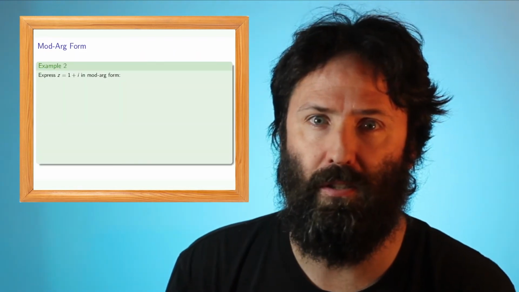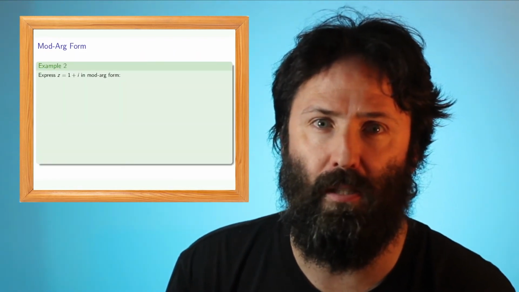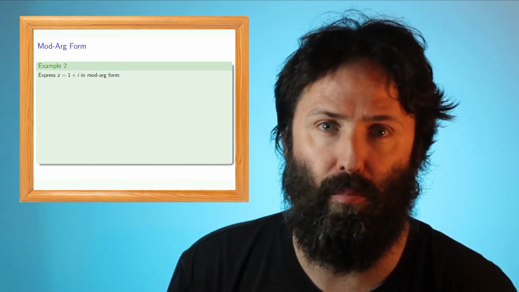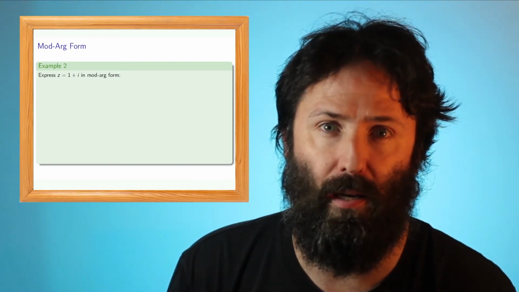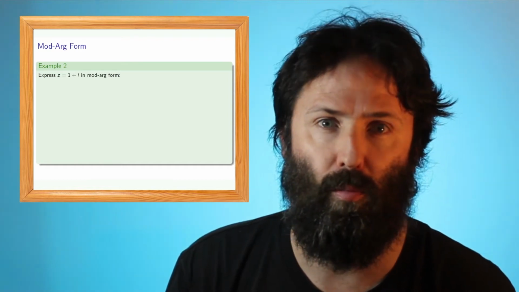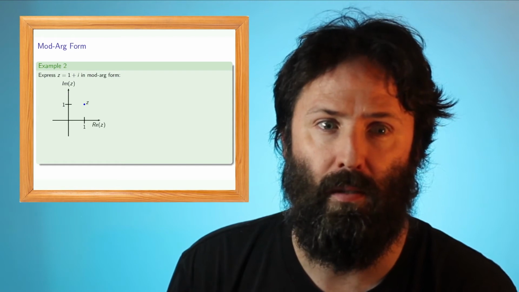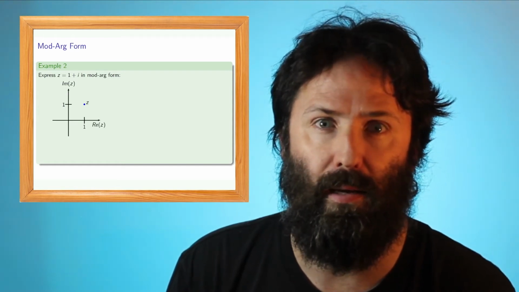So let's go through an example. Here I've got a very simple complex number, z equals 1 plus i, and we're going to turn that into mod arg form because we can plot that on an Argand plane really easily. Its x coordinate is 1, y coordinate is 1, so it's just represented by the point (1, 1). So we can plot that on an Argand plane nice and easily.